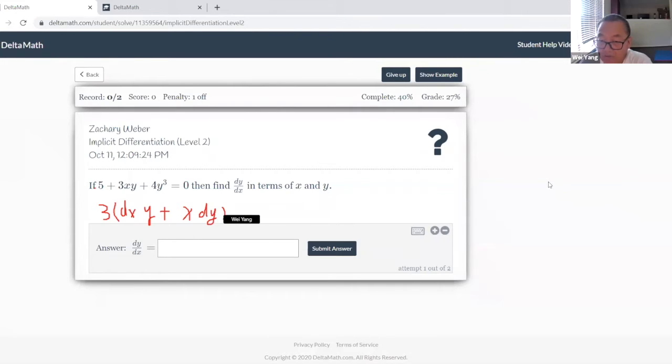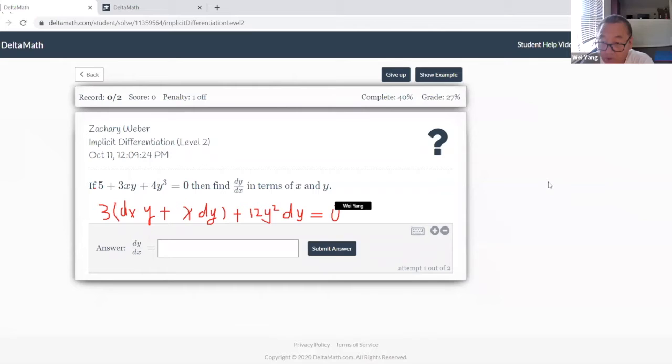This is the product rule. We got the derivative of this term. Now for this term, we got 12y cubed, a polynomial function, so the derivative equals 12 times 3y squared... so 12y squared, then dy. Okay, this one equals 0.